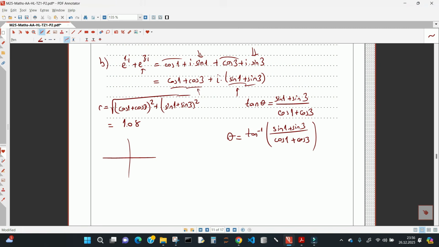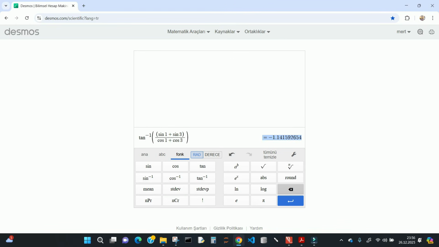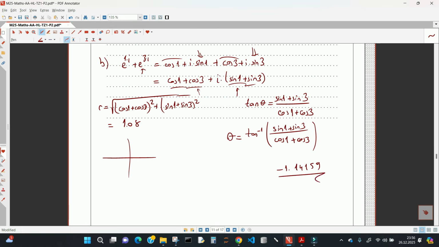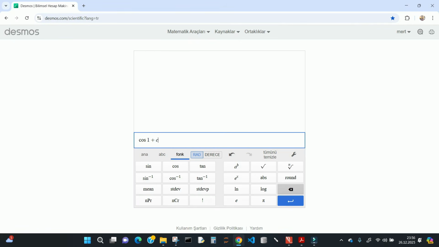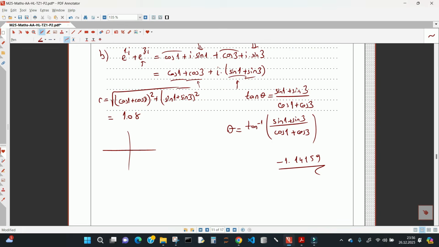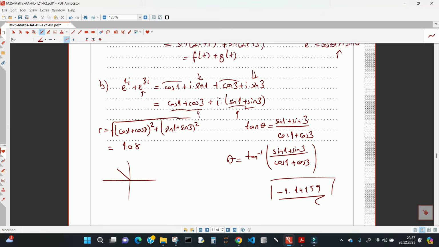So I will write the angle in here, but it can be changed because it depends on the region of the complex number. First check the sign of the real part, cos 1 plus cos 3. I know that this is negative, and sine 1 plus sine 3 is positive, so it means it is in the second region. So I cannot take the negative angle, because in this region it's going to be positive.